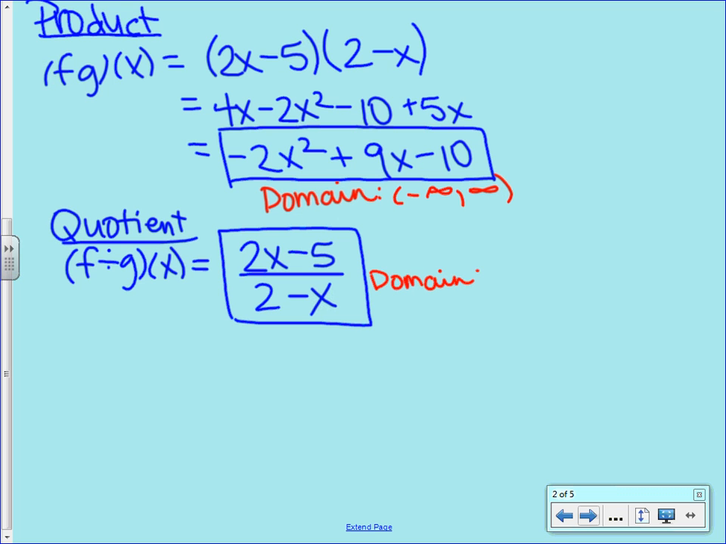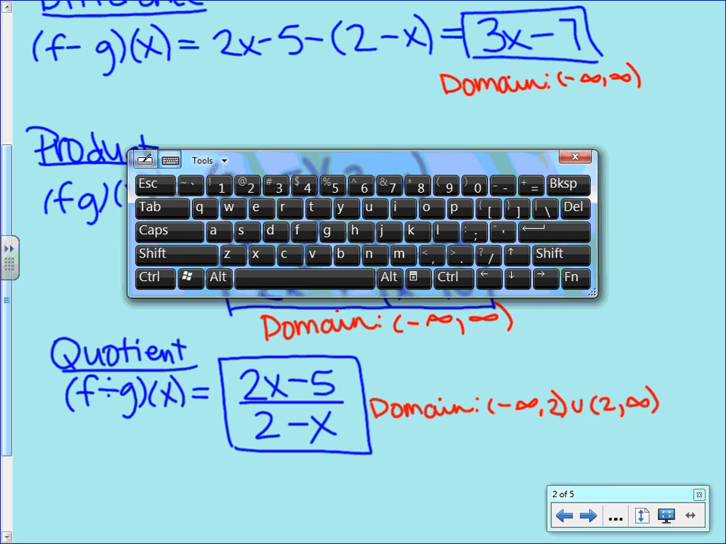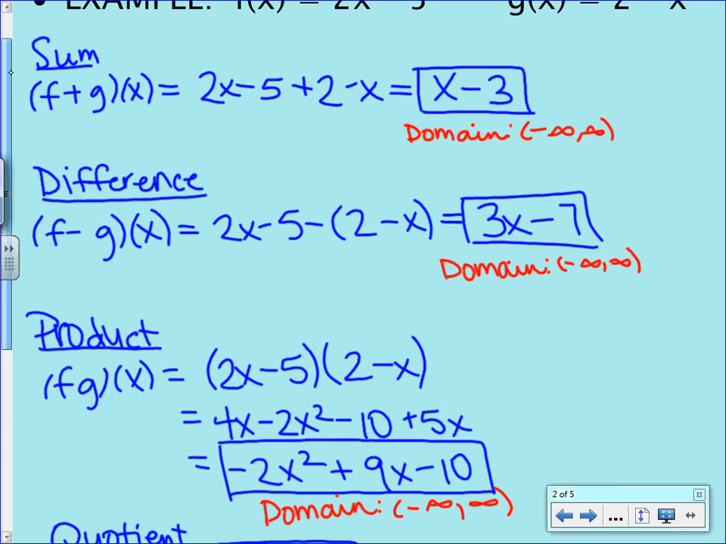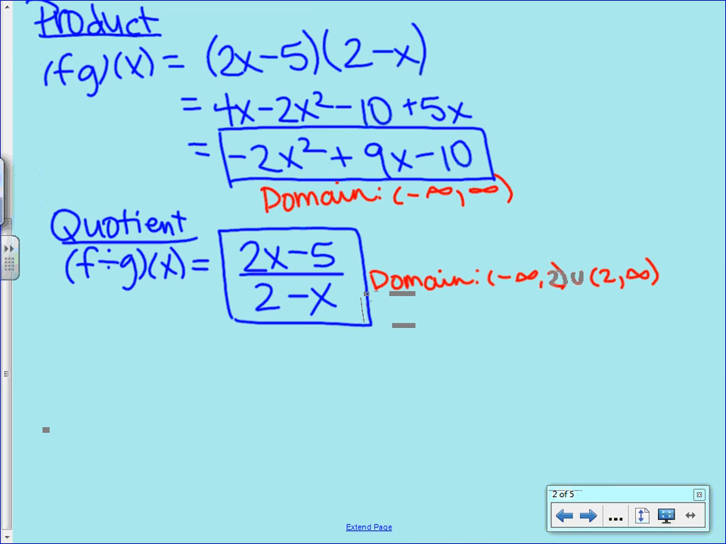So remember we talked about how to write this yesterday. So from negative infinity until 2, and then from 2 to infinity. But we can't include 2, so we put parentheses around it. Just because both of our functions were all real numbers, that doesn't mean that's going to be our domain for all of our combinations.